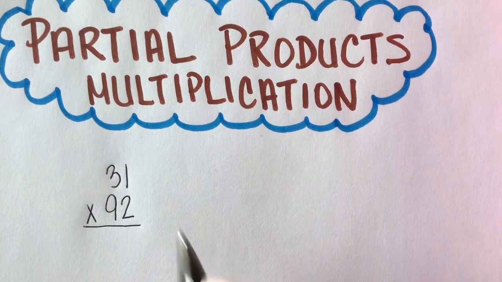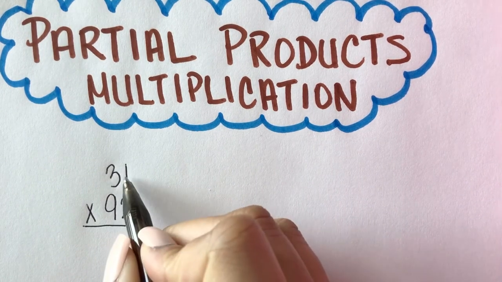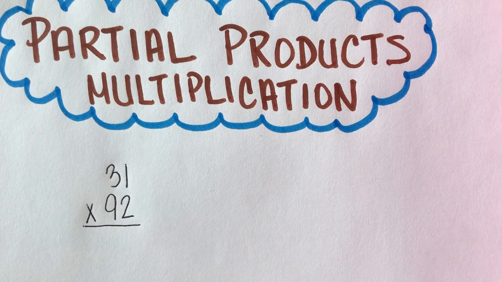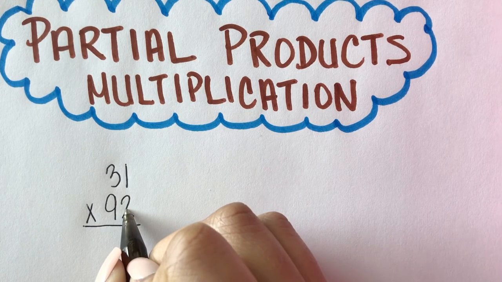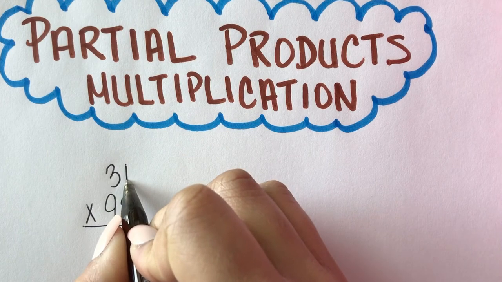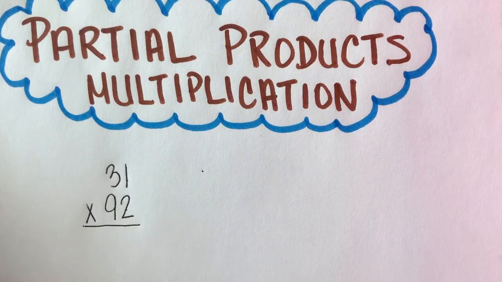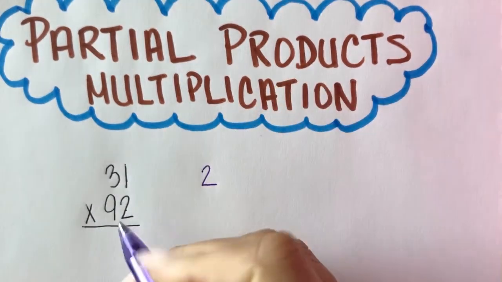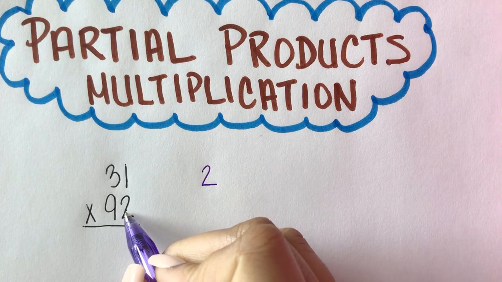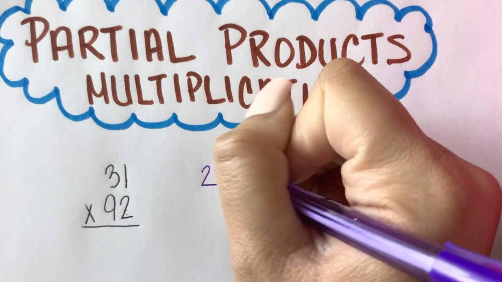So first of all, we have 31 times 92. What we're going to do is take each digit and multiply it by the value of each digit. So here we have a 2 in the ones place and a 1 in the ones place. So that is simply 2 times 1, because the value of a 2 in the ones place is 2. The value of a 1 in the ones place is simply 1.